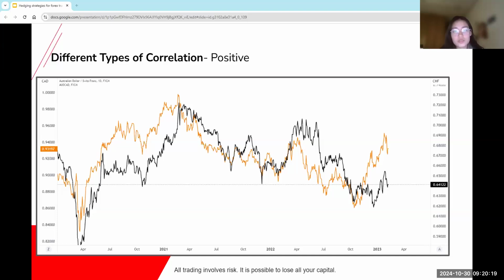Okay, we have a question. Can we not hedge with options? Yeah, you can. I think we did mention that as one of the types of hedging strategies, option-based hedging, earlier in the earlier slides. But for now, I'm just talking a bit about correlation with regards to Forex currencies. We'll get into options in a bit.